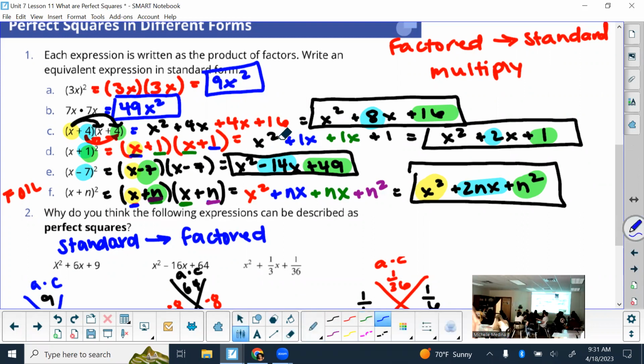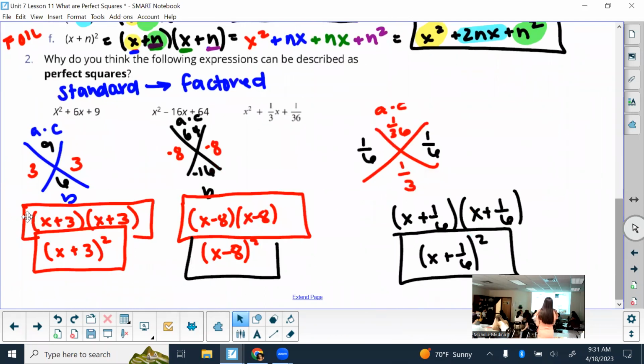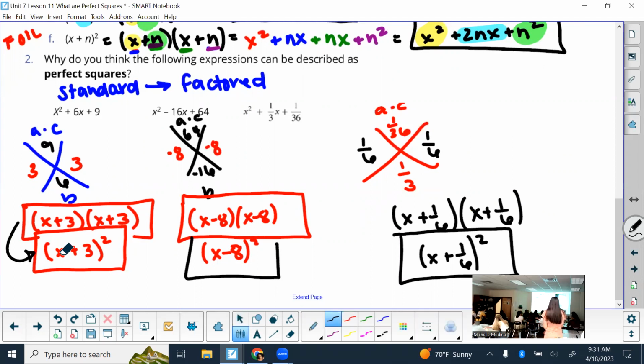So to recap, we practiced expanding and then FOILing, which we should know how to do from unit 6. And we also practiced factoring a bit. What we noticed, or what you should have noticed, is that for every single one of these, the factored form had the same exact parentheses. So when it's the same exact set of parentheses, you could write it as one parenthesis squared.